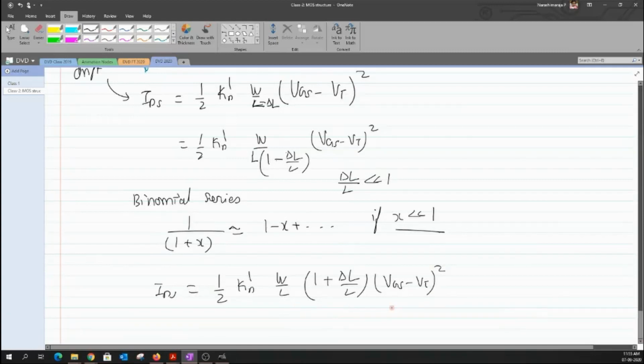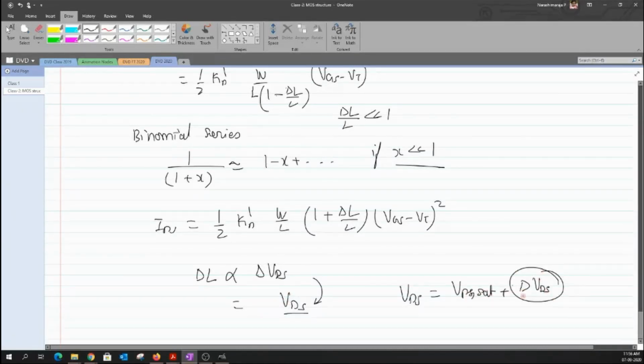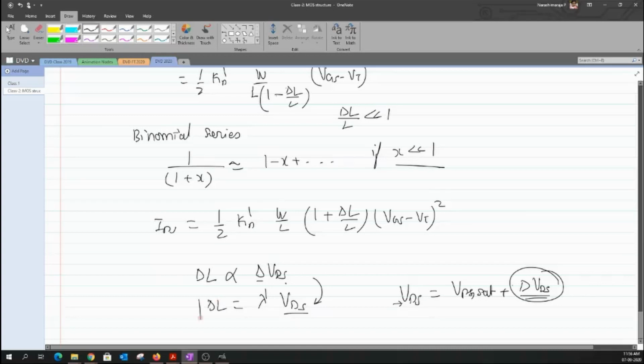Okay, and we already said that this delta L is actually proportional to our delta VDS, or the extra potential, but rather than writing it as delta VDS, by convention I just use the notation VDS. Okay, so I've just changed this notation of delta VDS to just VDS. So do not get confused with this VDS here. Okay, and this is what I have, and now let us plug in the place of delta L as lambda prime times VDS.